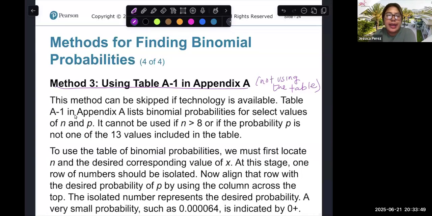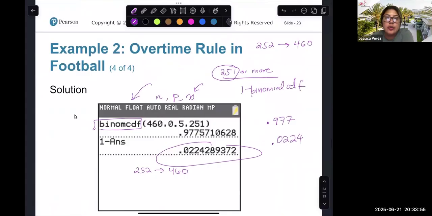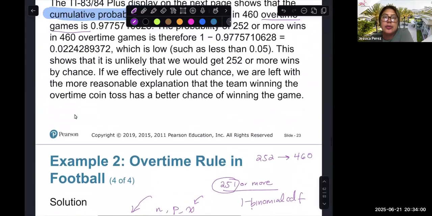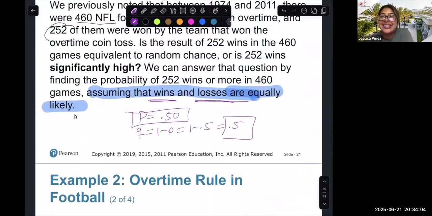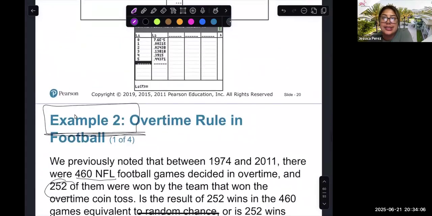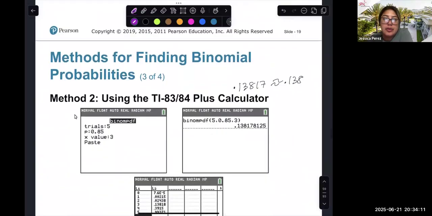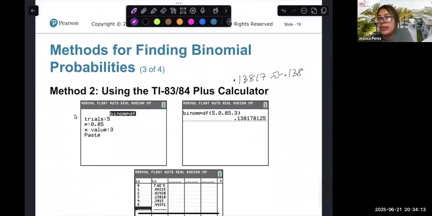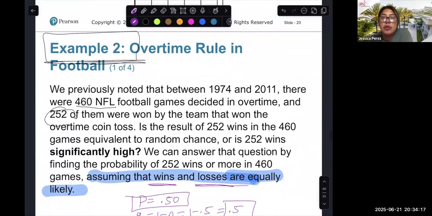Hi, everyone. Welcome back to section 5.2. We were looking at different ways to find a binomial probability distribution. We saw some examples where we know exactly how many successes we will have, for example where the x value was equal to 3, the number of successes. But in example 2, we were looking at the results of 252 wins.